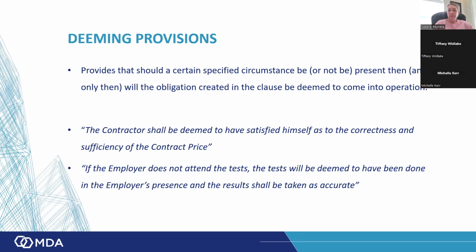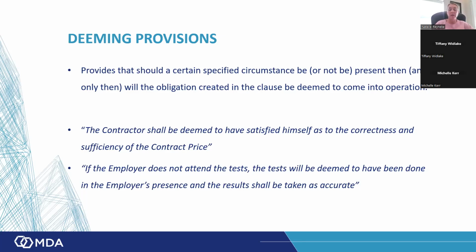Another one you'll see in some of the contracts: if the employer is invited to attend the test on completion, for example, and the employer does not attend, or the engineer, whoever it might be, those tests will be deemed to have been done in the presence of the employer and will be taken as accurate. That is a very expensive deeming provision for the employer.